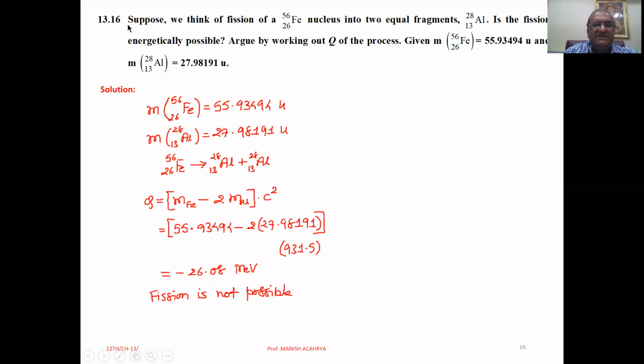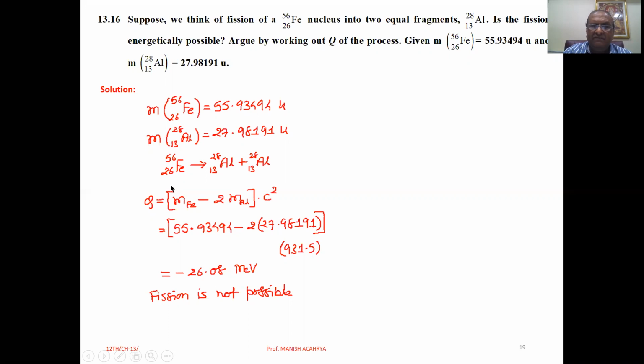Next, 13.16. Suppose we think of fission of a 26Fe56 nucleus into two equal fragments, 13Al28. Is the fission energetically possible? Argue by working out Q of the process, given the mass of Fe and the mass of Al. The atomic masses of Fe and Al are given to you.